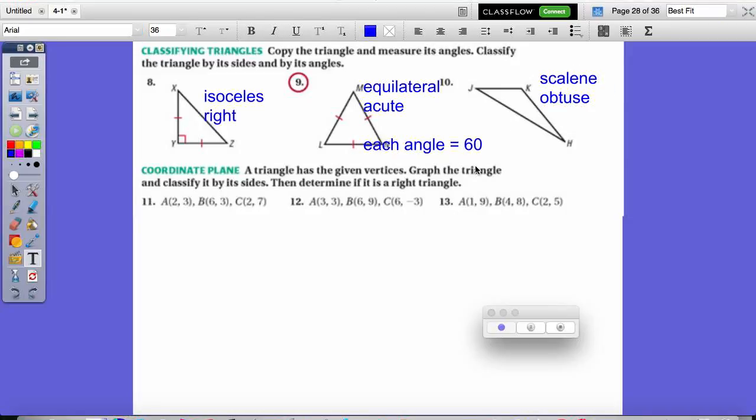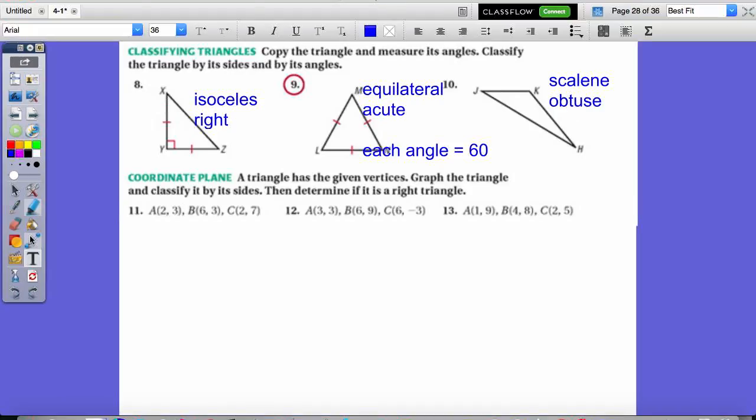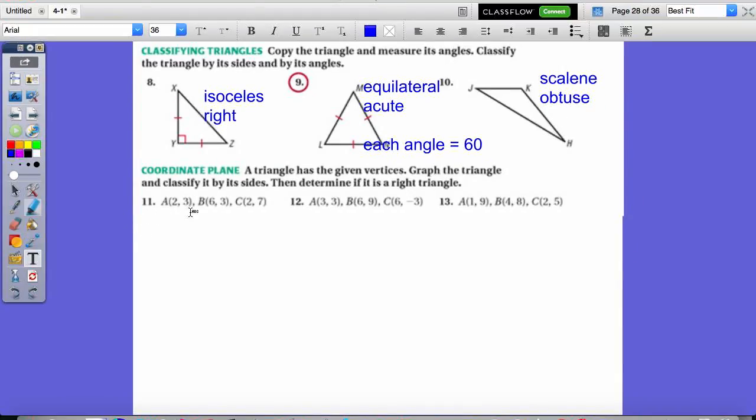For problems 11, 12, and 13, you're told to graph them and then classify it by its sides and determine if it's a right angle. But I don't think that is the best way to do it because you don't always get graph paper. So what you want to be able to do here is understand that you are actually finding the lengths of three sides. Then when you find the lengths of each side, you can figure out if it is isosceles, equilateral, or scalene, and then you also are going to find the slope.